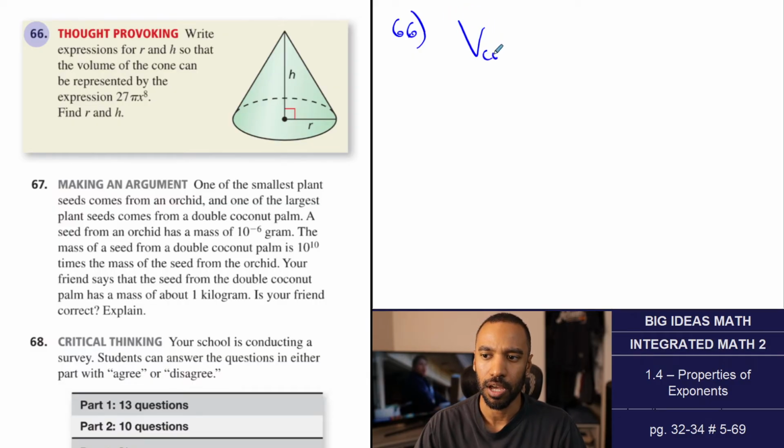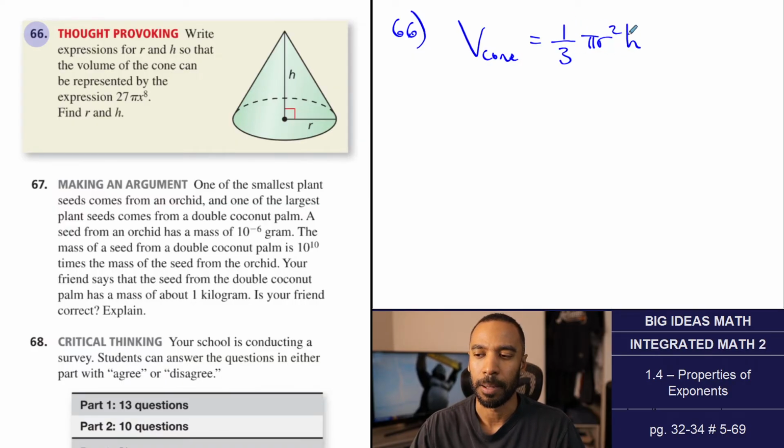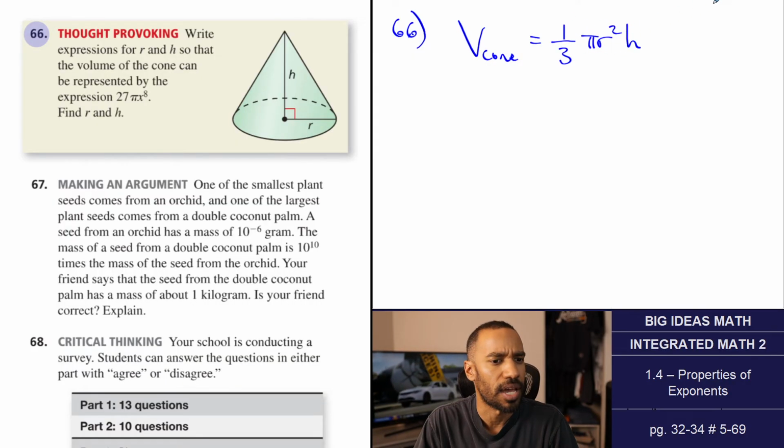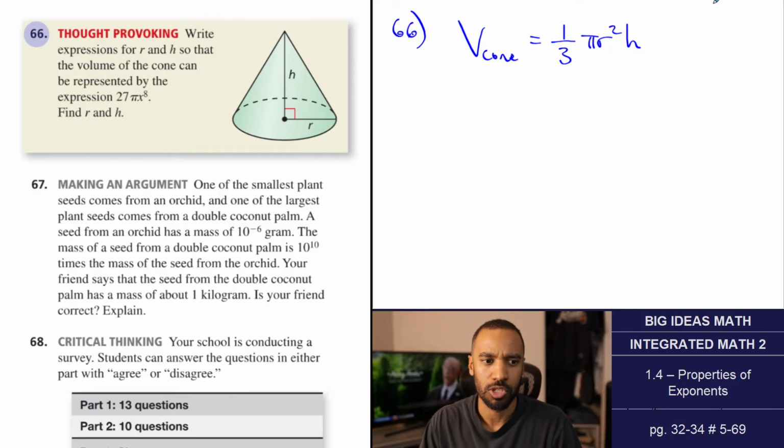Okay, first things first, before I even really see what the problem's fully asking me to do, the volume of a cone is, remember the volume of a cylinder was pi r squared? I don't know if you saw the notes, the lecture. Pi r squared times height. Volume of a cone is 1/3 of that. So 1/3 pi r squared times height. Write an expression for r and h so the volume can be represented by the expression here.